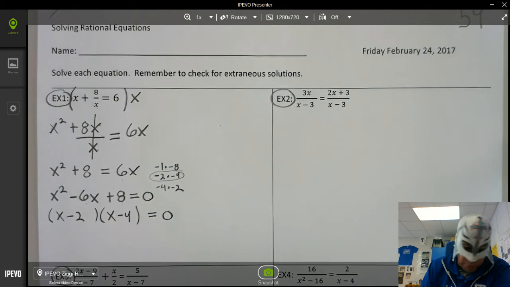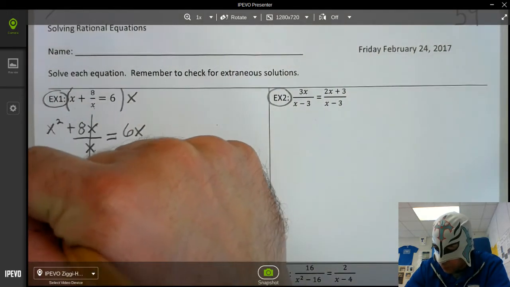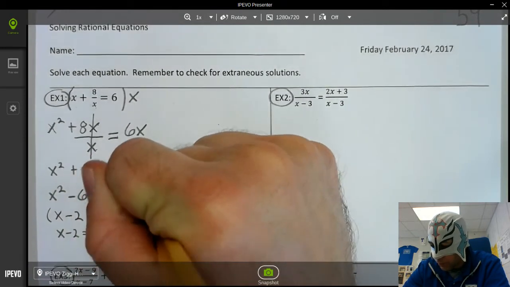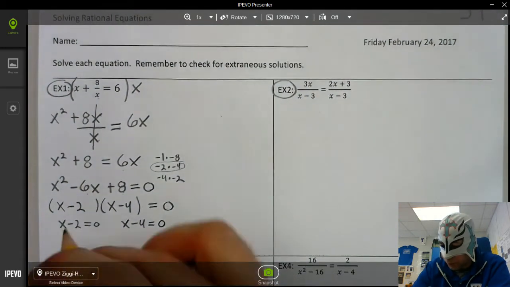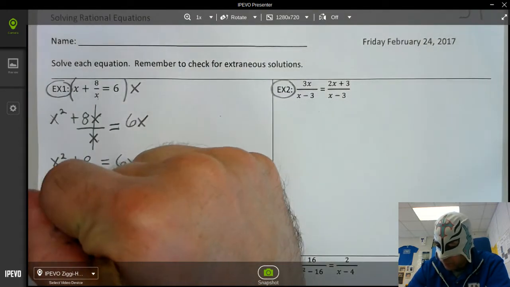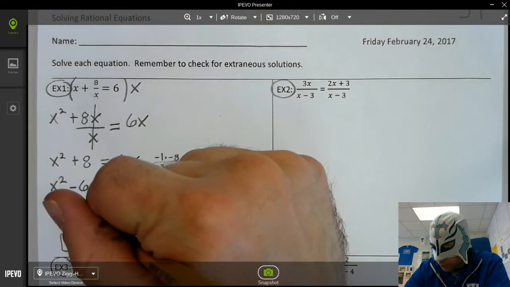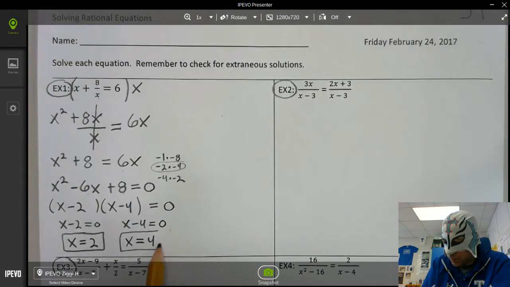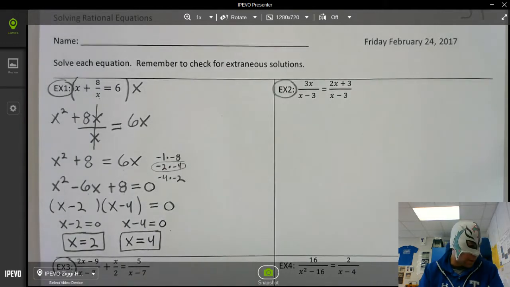Now we set each of the factors equal to 0, so x minus 2 equal to 0, and x minus 4 equal to 0. And we solve, so we add 2 to both sides, x equals 2, and add 4 to both sides, x equals 4. Okay, and then step 8 is a check, so we're going to check.